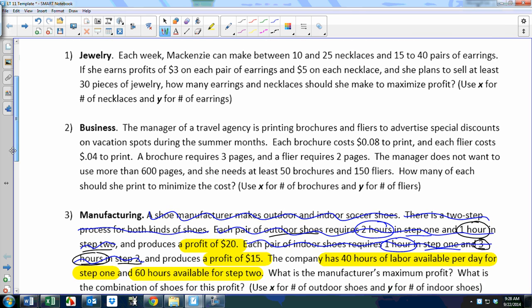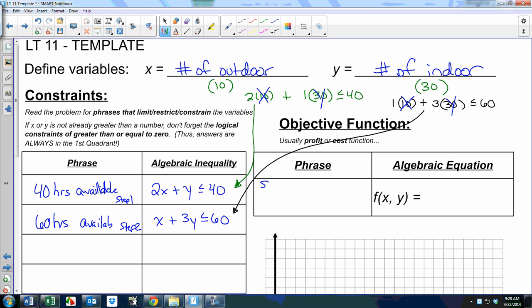$20 for the outdoor, 15 for the indoor, so $20 per outdoor, $15 per indoor. I think you're getting good enough at this. You don't need the concrete example to write a profit function. But if you do, those 10 outdoors are going to be multiplied by 20, and those 30 indoors are going to be multiplied by 15, and you're going to add those two numbers up to get your total profit. All right? The 10 is still x. The 30 is still y, so 20x plus 15y is your profit function.